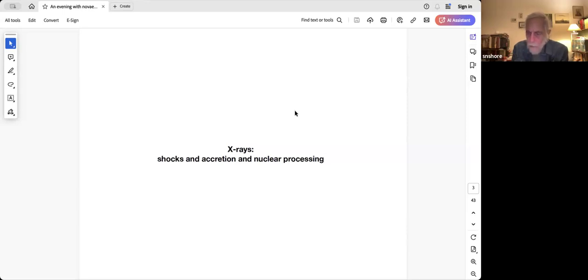And so just to get things started, let me explain something about how a nova happens, because this is one of the reasons why it's so important to understand the X-rays, whether you can see the X-rays directly or not. The first thing is the trivial statement that novae are degenerate objects that accrete in binary systems, reach a critical pressure at which a thermonuclear reaction triggers.